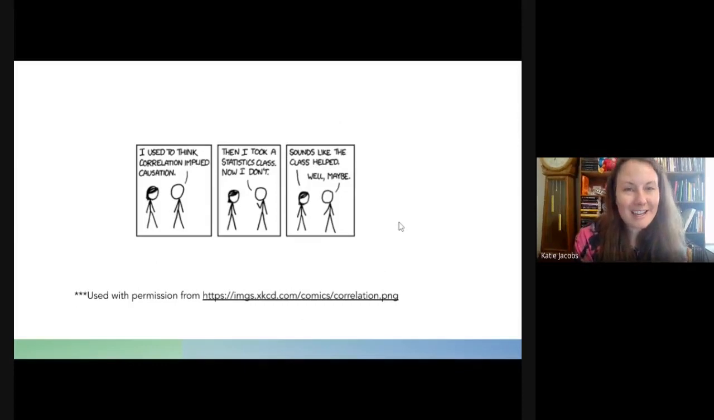And so I like to end this unit with a little comic strip, which I think is funny. I used to think that correlation implied causation. Then I took a statistics class. Now I don't. Sounds like the class helped. Well, maybe.